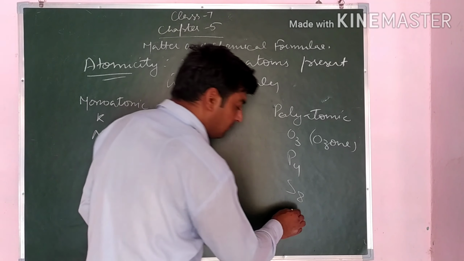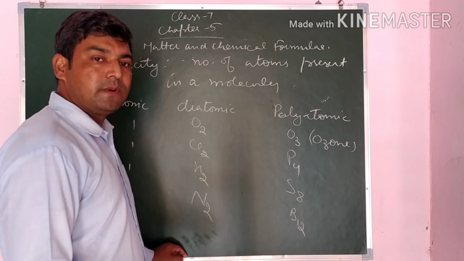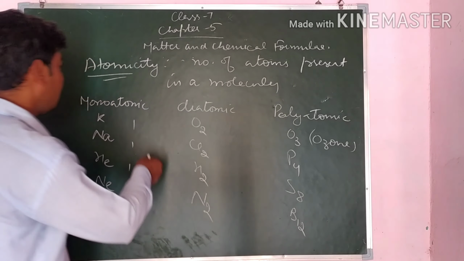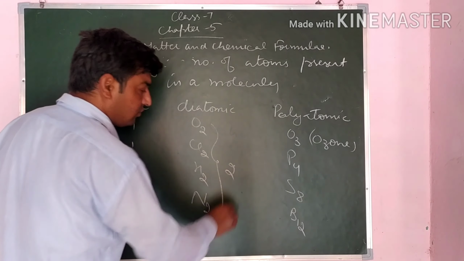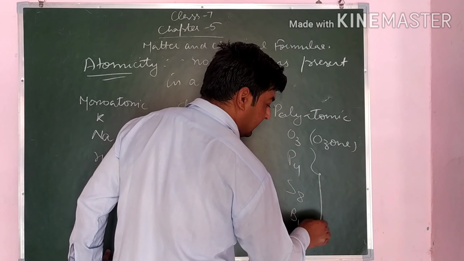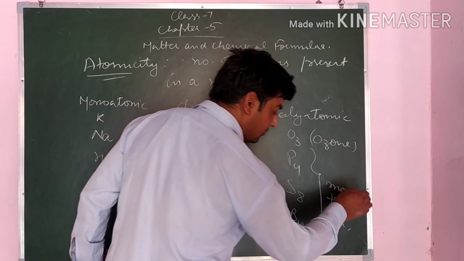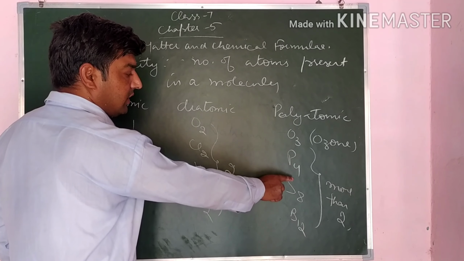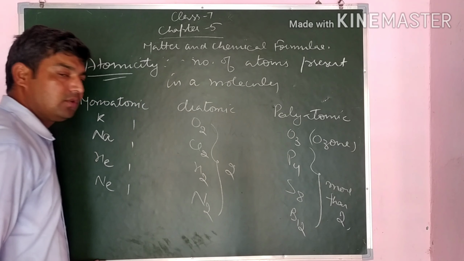Next, students, boron. Boron B12. So, when 12 atoms combine, they form boron. So this is the atomicity. The atomicity of these atoms is 2, and atomicity is more than 2 for these atoms. Oxygen has atomicity 3, phosphorus 4, sulfur 8, and boron 12.